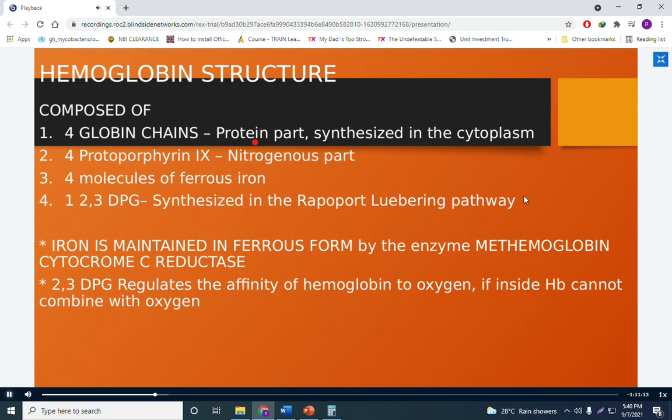So again, your 4 globin chains, protein part, protoporphyrin 9. This is 9 class, Roman numeral 9. Nitrogenous part, 4 molecules of ferrous iron, 1, 2,3-DPG synthesized in the Rapoport-Luebering pathway. And don't forget the enzyme class, methemoglobin cytochrome C reductase.